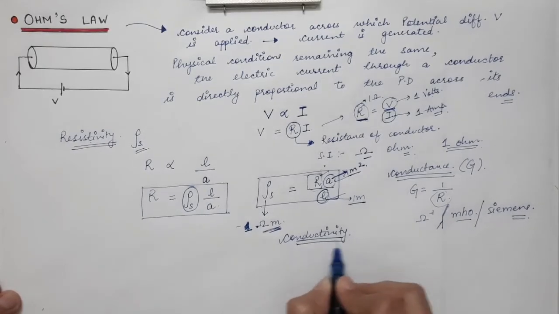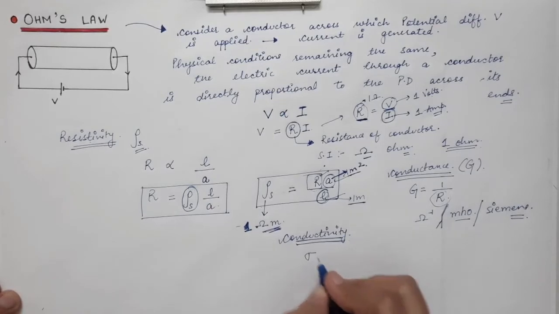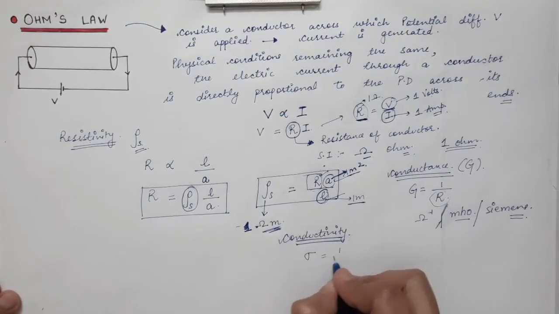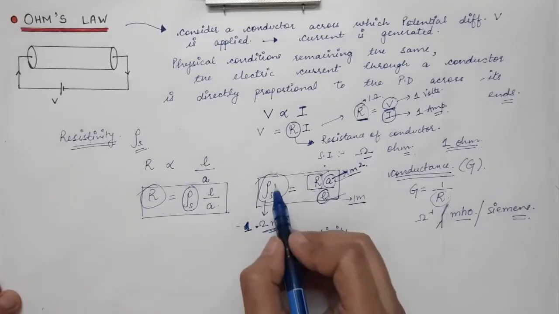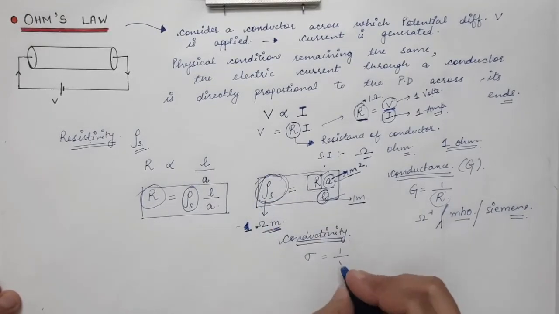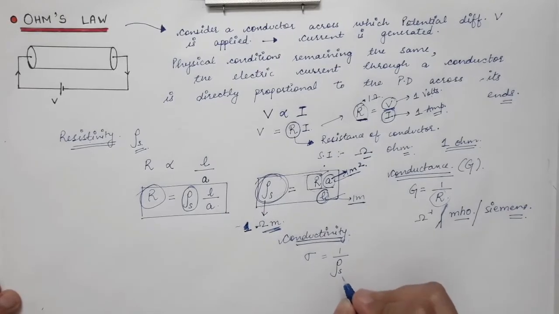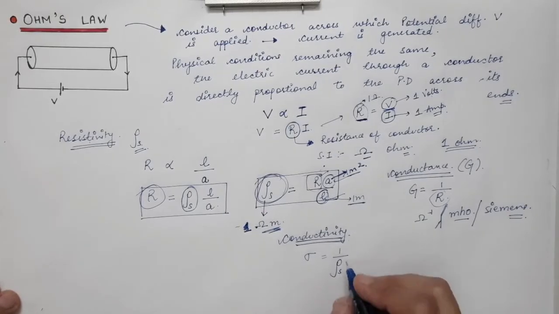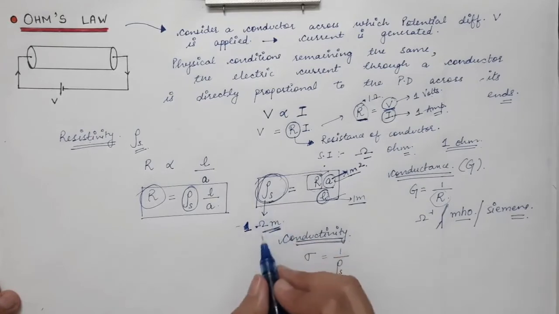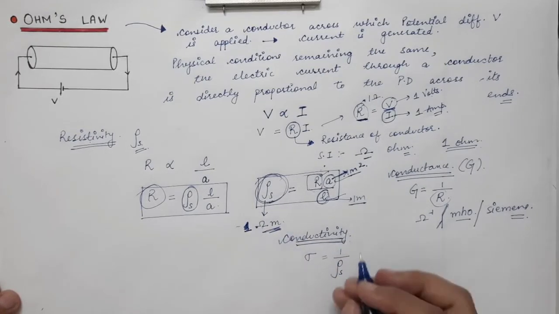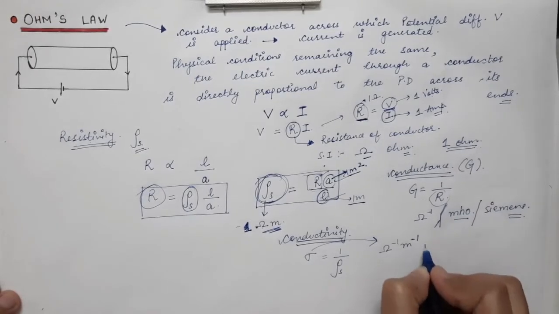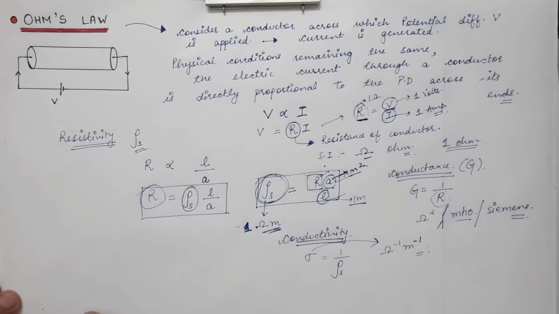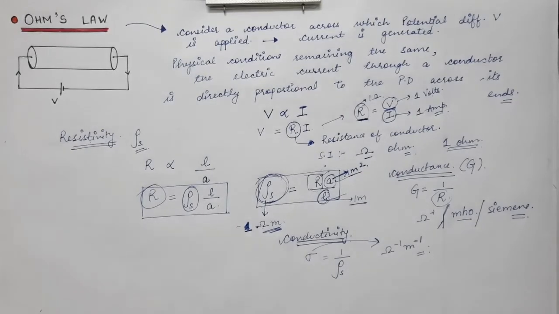Now what is conductivity? Conductivity is written as sigma, and it is a reciprocal of resistivity. So reciprocal of resistance is conductance and reciprocal of resistivity is conductivity. So 1 divided by rho, and the units of resistivity are ohm into meters. So what will be the unit of conductivity? It will be ohm inverse, meter inverse. So this is another quantity that we define for a conductor.